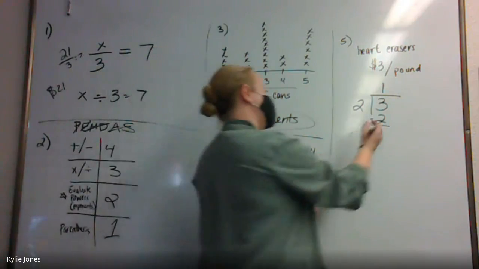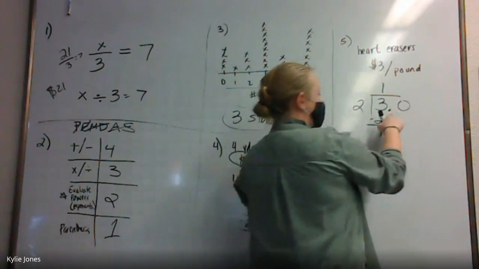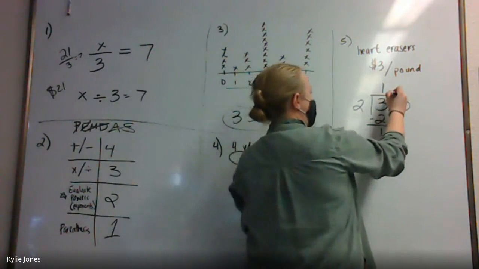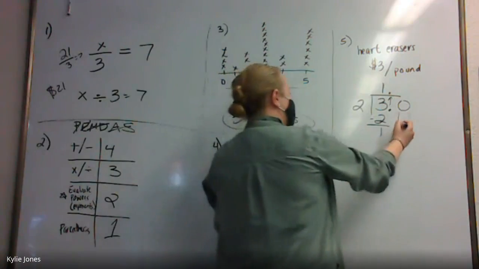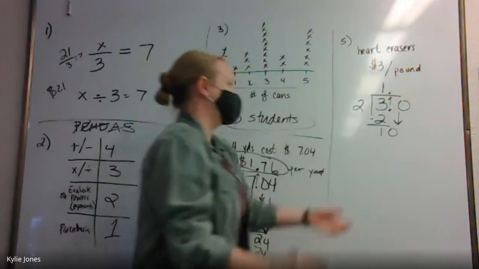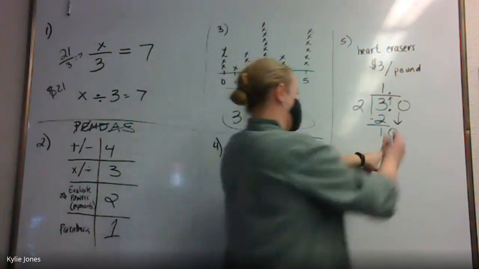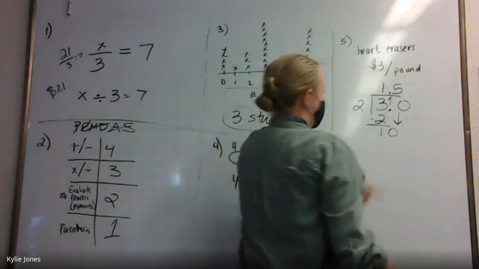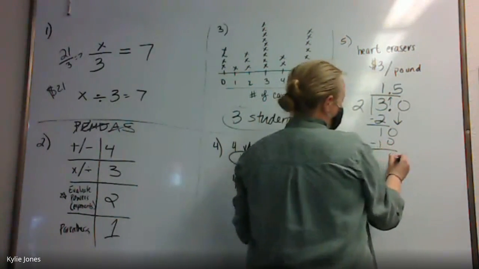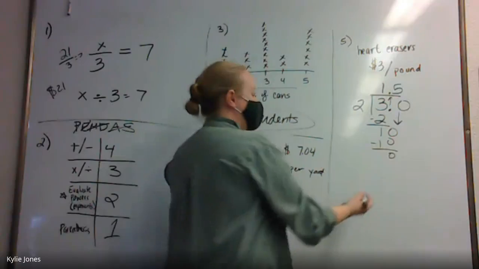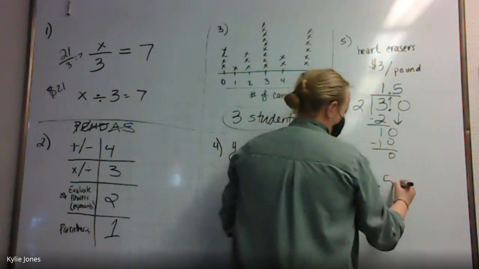Put a decimal, add a 0. And if you put a decimal, make sure you bring it straight up. Okay, then let's drop down our 0. Does 2 go into 10? Yeah. How many times? 5 times. Okay, and that goes in evenly. We're done dividing. So I get the answer of 1.5.